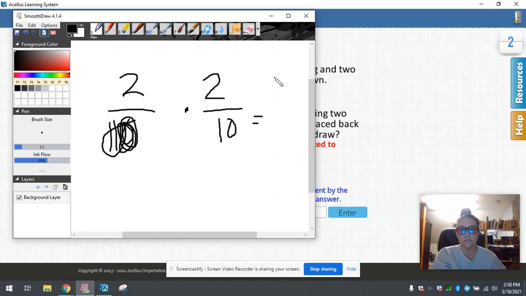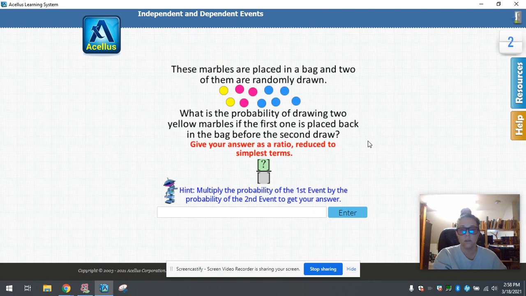2 times 2 is 4. 10 times 10 is 100. They're even, so you can divide by 2, or you can know that 100 is divisible by 4. 4 is obviously divisible by 4. 4 divided by 4 is 1. 100 divided by 4 is 25. So I have a 1 in 25 chance of getting a yellow marble.